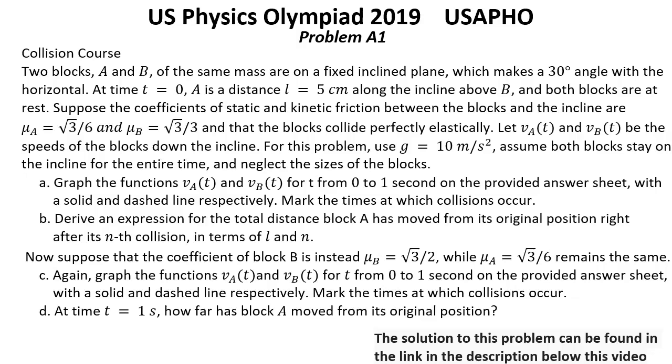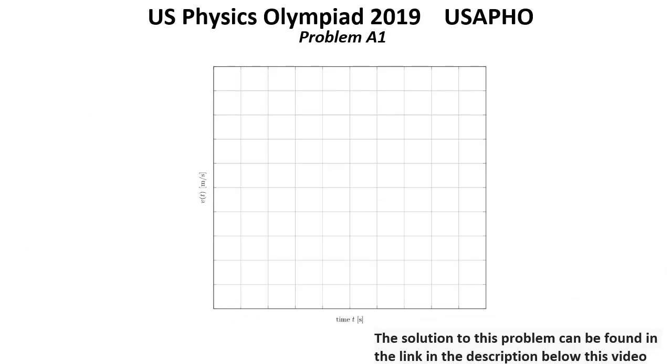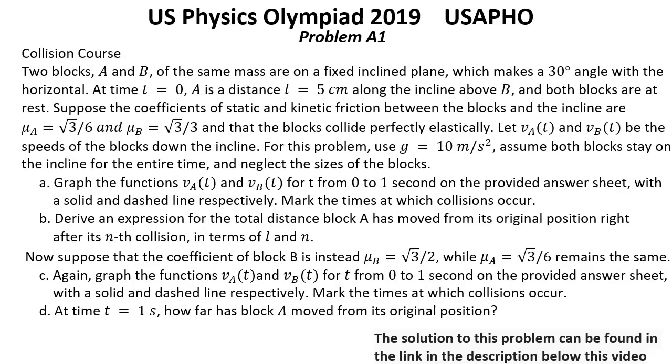Question C. Again, graph the functions VA and VB for t from 0 to 1 second on the provided answer sheet with a solid and dashed line respectively. Mark the times at which collisions occur. Again, this is the answer sheet. Question D. At time t equal 1 second, how far has block A moved from its original position?